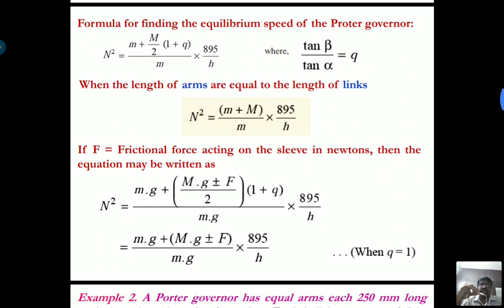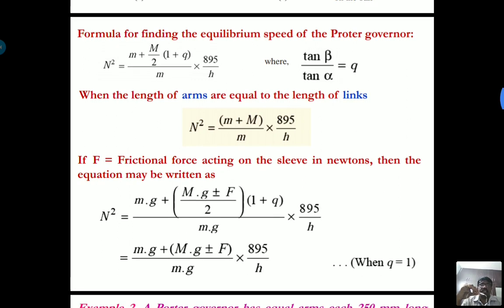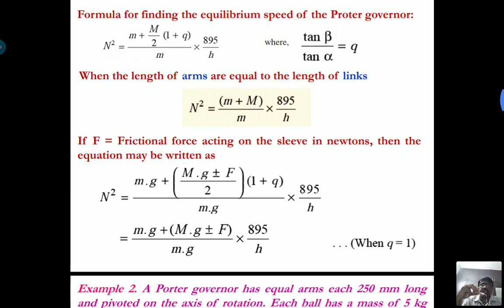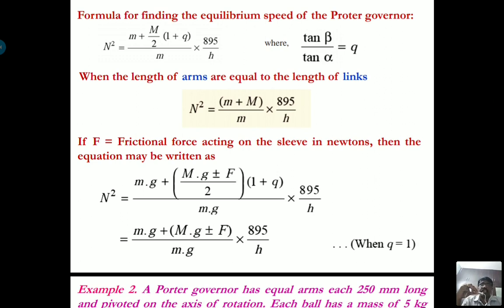And if the length of the arms is equal to the length of the link, the value q will disappear. So we can write the same formula as N² is equal to (m + M) divided by m, into 895 divided by h. Now the same formula if we are considering the friction. Normally friction is specified in Newton.